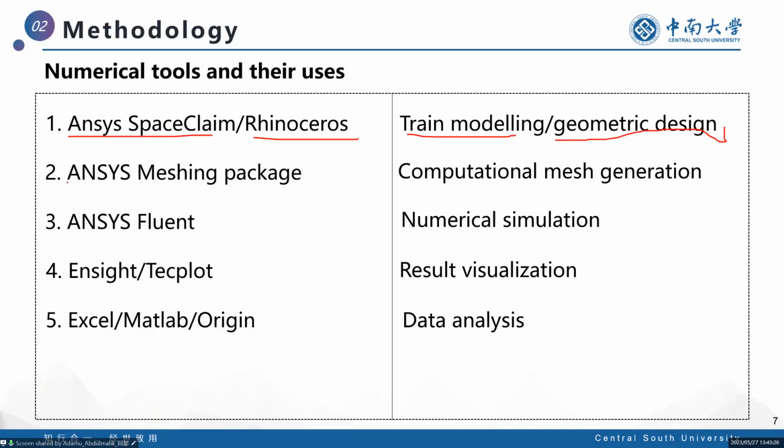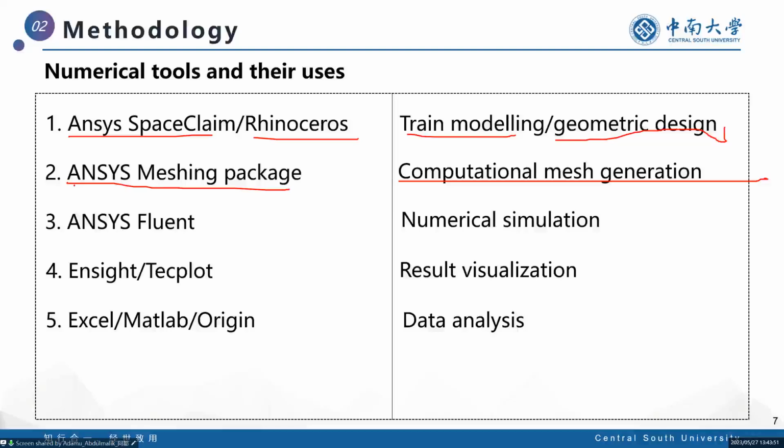The second tool is the ANSYS meshing package. This is used to generate the computational mesh. Besides this meshing package, we have other ones such as ICEM, Gambit, and other tools that you can use. But in this session, we are going to use the ANSYS meshing package.